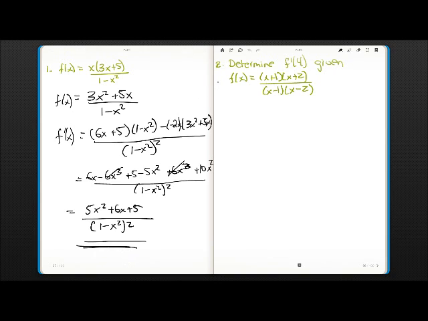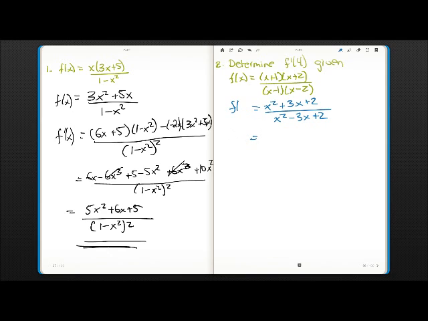Now for the second example, it says determine f prime at 4 given the function f of x equals x plus 1 times x plus 2 all over x minus 1 times x minus 2. Now once again you can use the quotient rule and the product rule, but it's better to expand it first, then take the derivative and then sub the value in. So I'm just going to expand it first, so it'll be x squared plus 3x plus 2, and at the bottom will be x squared minus 3x plus 2.